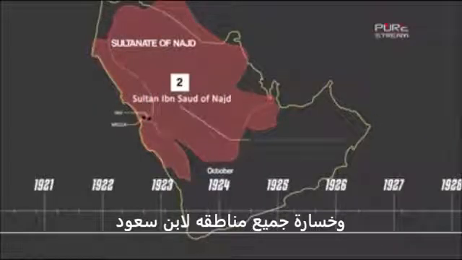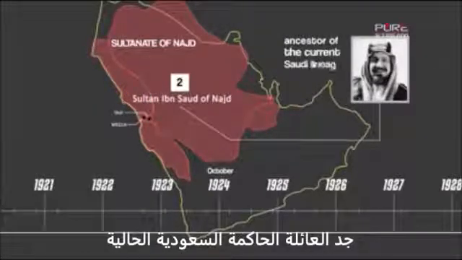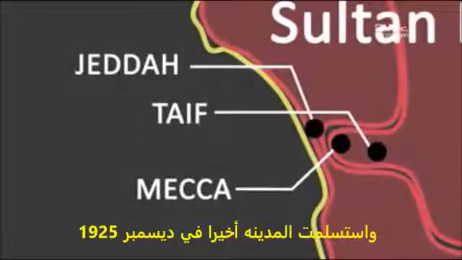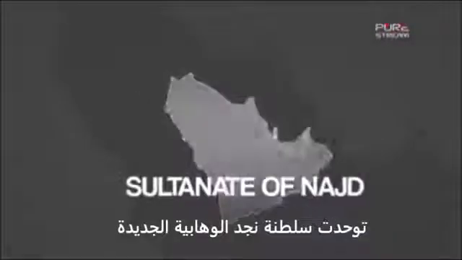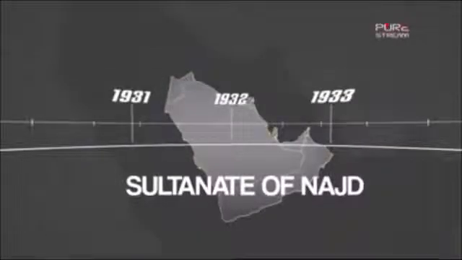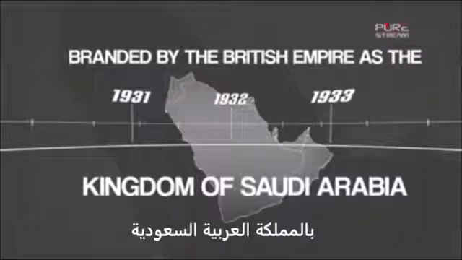After losing Mecca, the Sharif had to flee and lose his entire territory to Ibn Saud, ancestor of the current Saudi lineage. In January 1925, Ibn Saud had begun his siege of Jeddah, and the city finally surrendered in December 1925, bringing an end to over 1,000 years of caliphate rule which had begun after the demise of Prophet Muhammad. In February 1926, the new unified Wahhabi state was rebranded by the empire in 1932 as the Kingdom of Saudi Arabia.